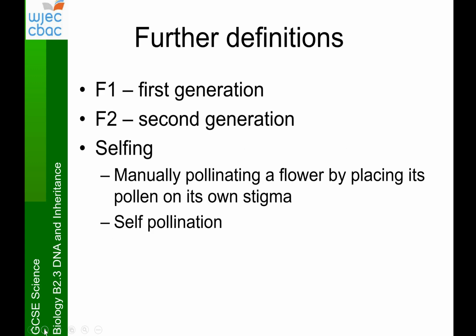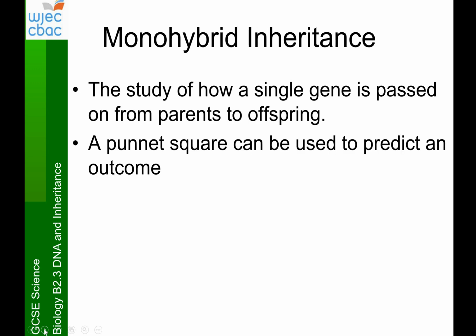A couple of other definitions. The F1 is known as the first generation and the F2 is the second generation. Selfing is not taking a picture of yourself. It is manually pollinating a flower by placing its pollen on its own stigma, and it's called self-pollination.